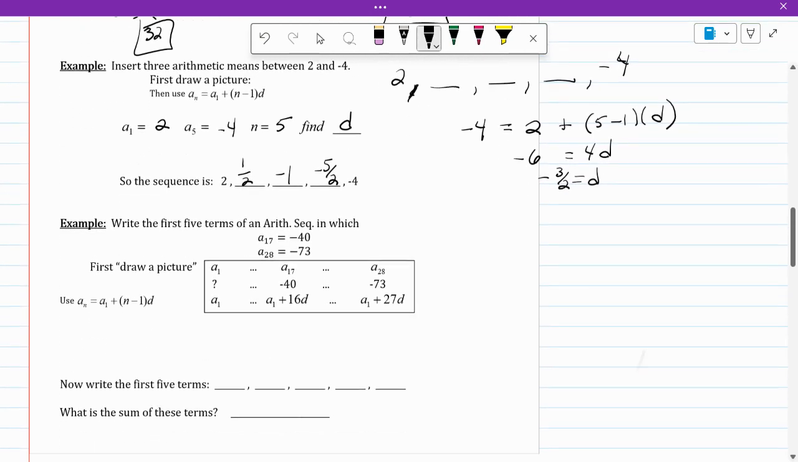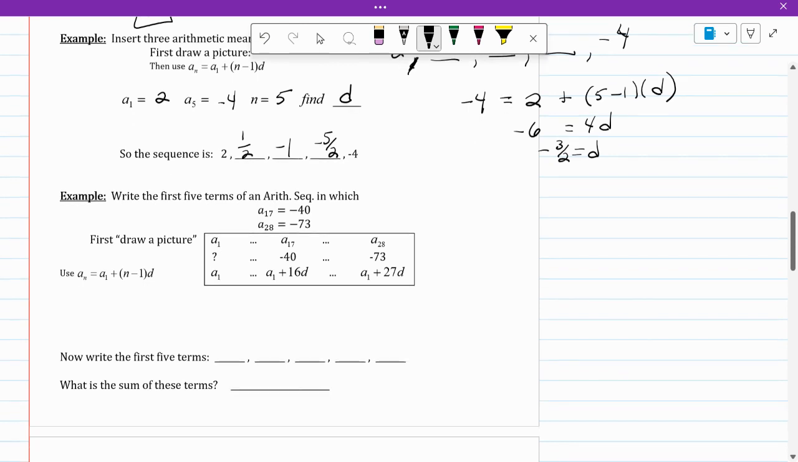All right, let's look at the next example. Write the first 5 terms of an arithmetic sequence in which a sub 17 is negative 40 and a sub 28 is negative 73. So let's see. I think we need to set up a system here because they give me 2 different situations. So let's make a note. We need a system here.